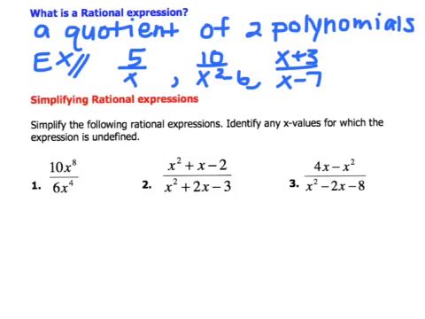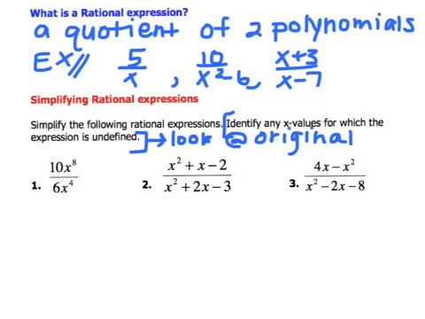So let's take a look at our first example. We need to simplify the following rational expressions, and we need to identify any values of x for which the expression is undefined. For identifying the values of x, you need to look at your factored original problem. So I'm going to say look at original. On number 1, we don't need to factor here, so we can move forward to simplifying once we identify values of x that we cannot have.